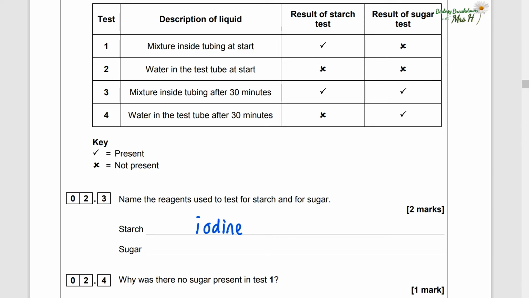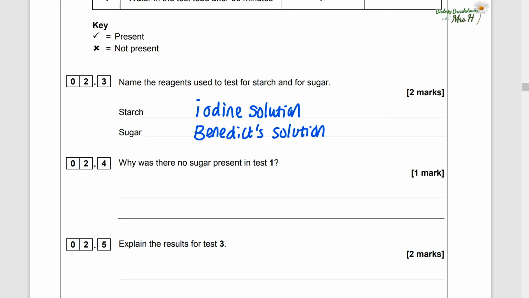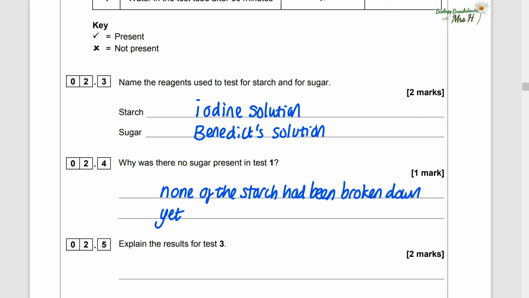Starch is tested using iodine solution. Remember, it's that brown solution, and if starch is present, it changes to that blue-black colour. To test for sugar, we have to heat with Benedict's solution in a water bath. Why was there no sugar present in test 1? At the start of the experiment, none of the starch has been broken down yet, or the enzyme hasn't started to work. So we are not going to find any sugar in there at the moment.